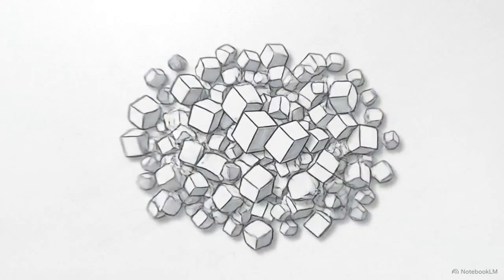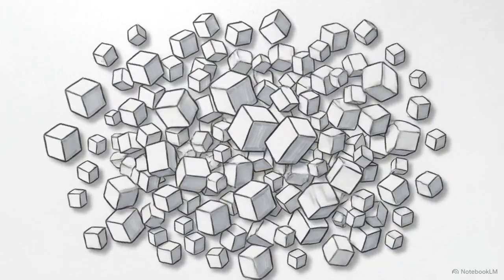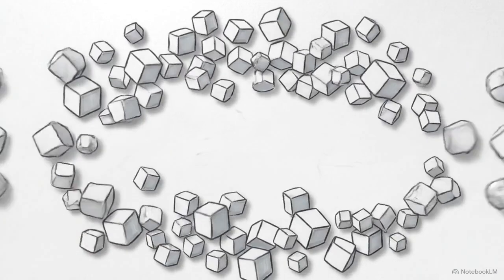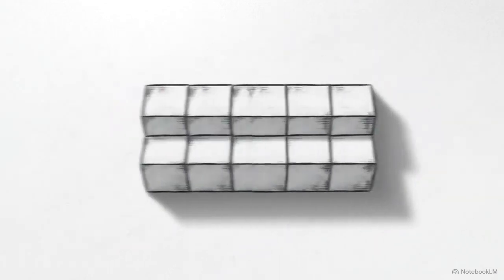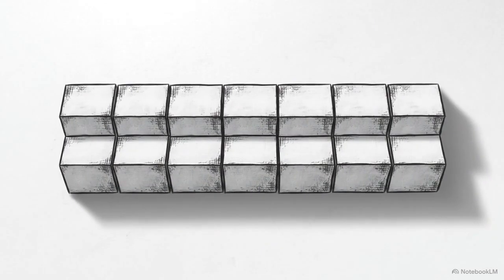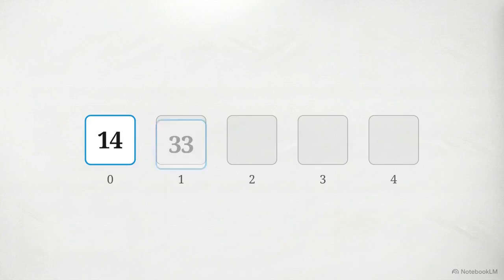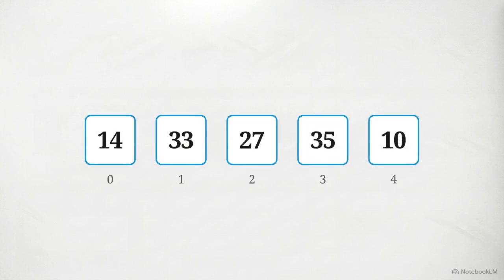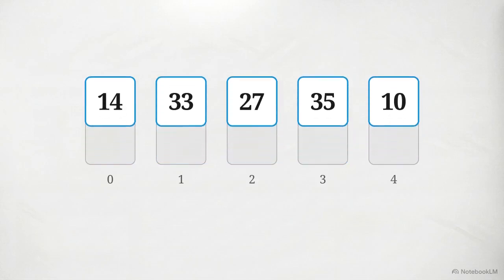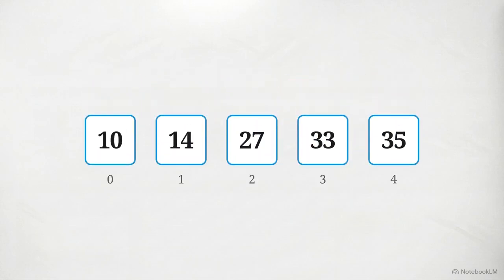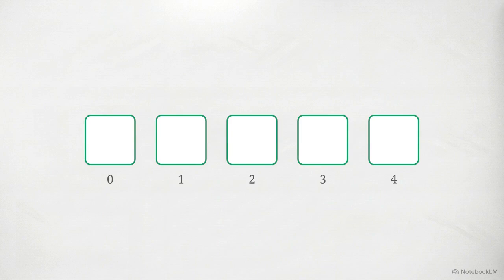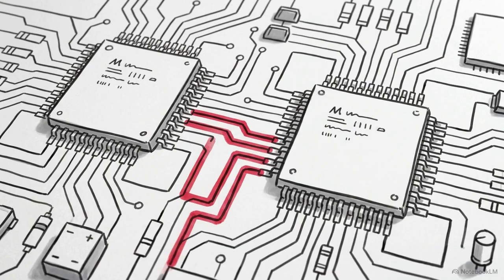To make raw data useful, we have to enforce order. In computer science, that means taking chaotic, randomized structures and forcing them into predictable sequences. We will build analytical models using this simple dataset, an array of 5 unsorted integers: 14, 33, 27, 35, and 10. The goal is a state where every element is less than or equal to the one on its right, terminating perfectly sorted. But we have to execute this transformation under a strict mechanical constraint.